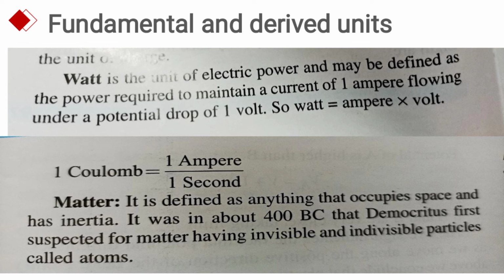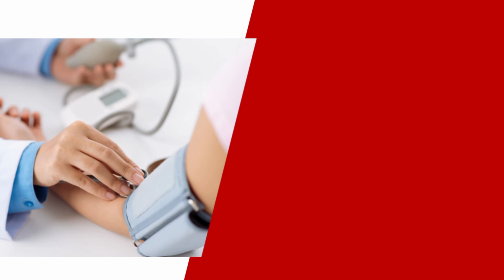And matter, what is matter? Matter is defined as anything that occupies space and has inertia. It was in about 400 BC that Democritus first suspected that matter is made of invisible and indivisible particles called atoms. Okay, so now we have finished this topic.